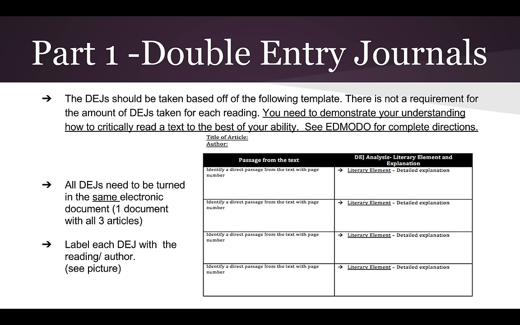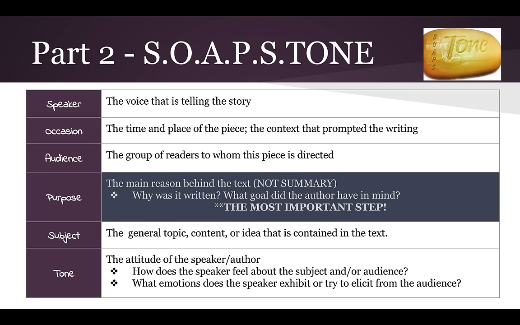So basically, SOAPSTone is an acronym, and it stands for Speaker, Occasion, Audience, Purpose, Subject, and Tone. The speaker is the voice that is telling the story. The occasion is the time and place, the context that prompted the writing. Audience is the group of readers to whom the piece is directed. Purpose is the main reason behind the text.